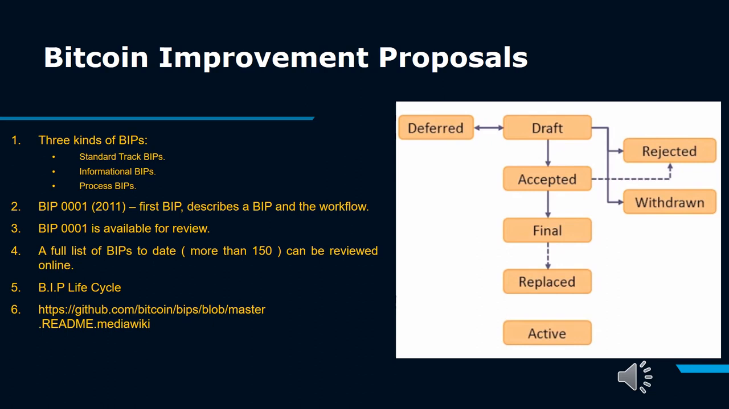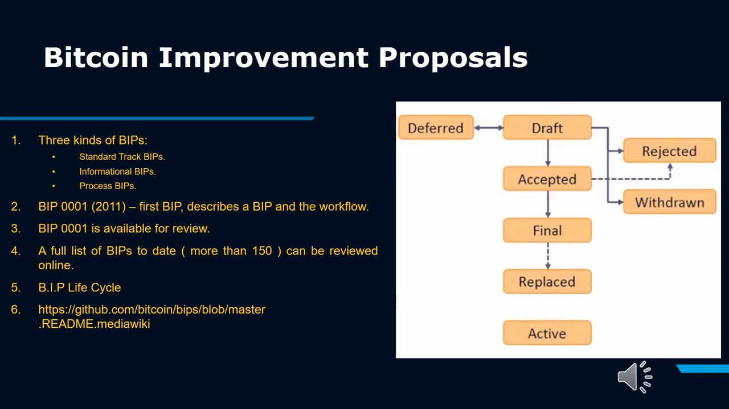There are three kinds of Bitcoin Improvement Proposals. 1. Standard track BIP. Such types of BIPs entail making changes to the network protocol, block, or transaction validation method. It also intends to affect the interoperability of the two versions of Bitcoin. This type of BIP certainly requires community consensus. An example of this is BIP 91.